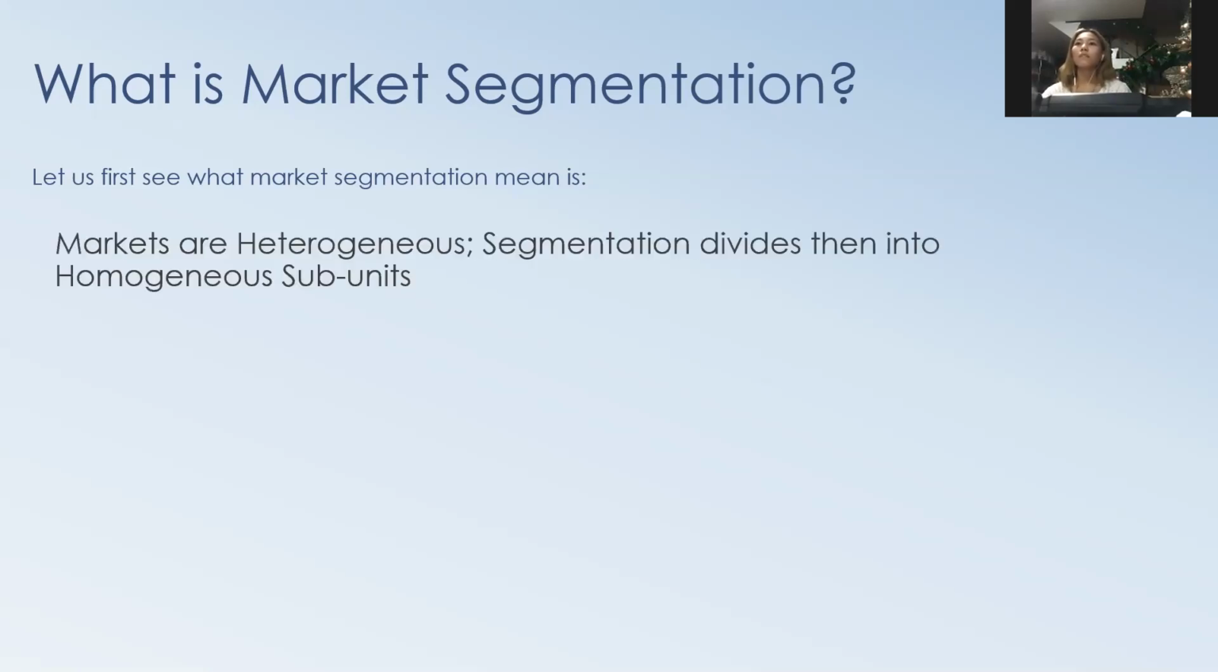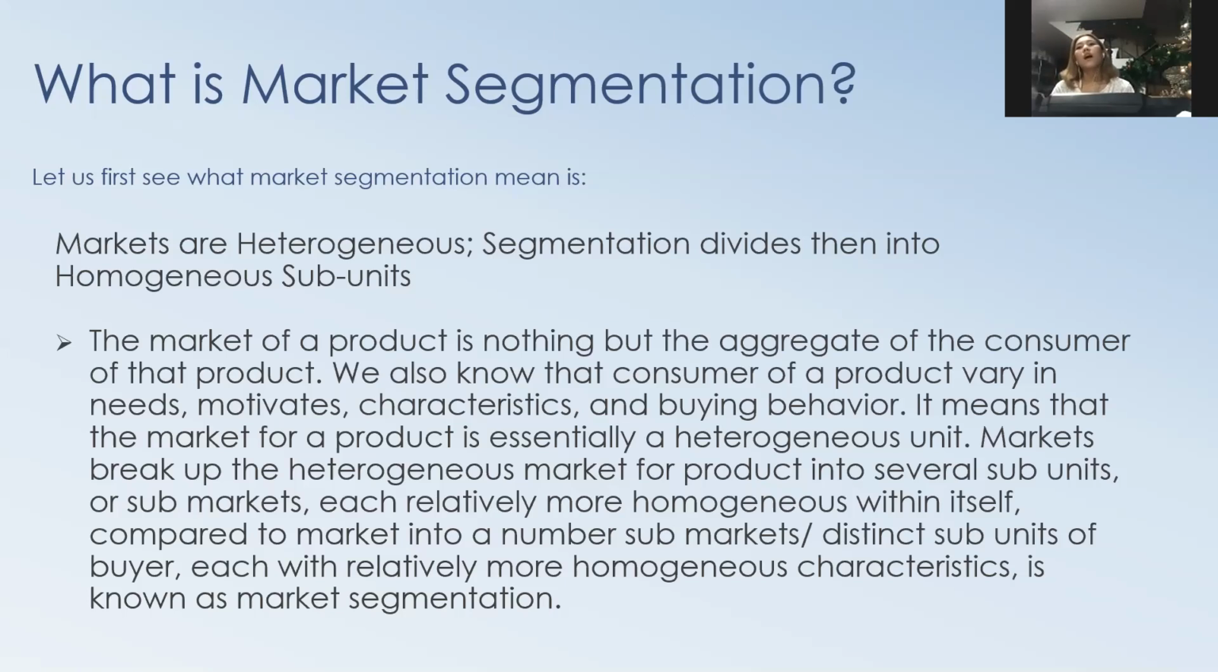Let us first see what market segmentation means. Markets are heterogeneous. Segmentation divides them into homogeneous subunits. The market for a product is nothing but the aggregate of the consumers of that product. We also know that consumers of a product vary in needs, motives, characteristics, and buying behavior. It means that the market for a product is essentially a heterogeneous unit. Marketers break up the heterogeneous market for a product into several subunits or submarkets, each relatively more homogeneous within itself compared to the market as a whole. Each such group of buyers, with relatively more homogeneous characteristics, is known as a market segment.